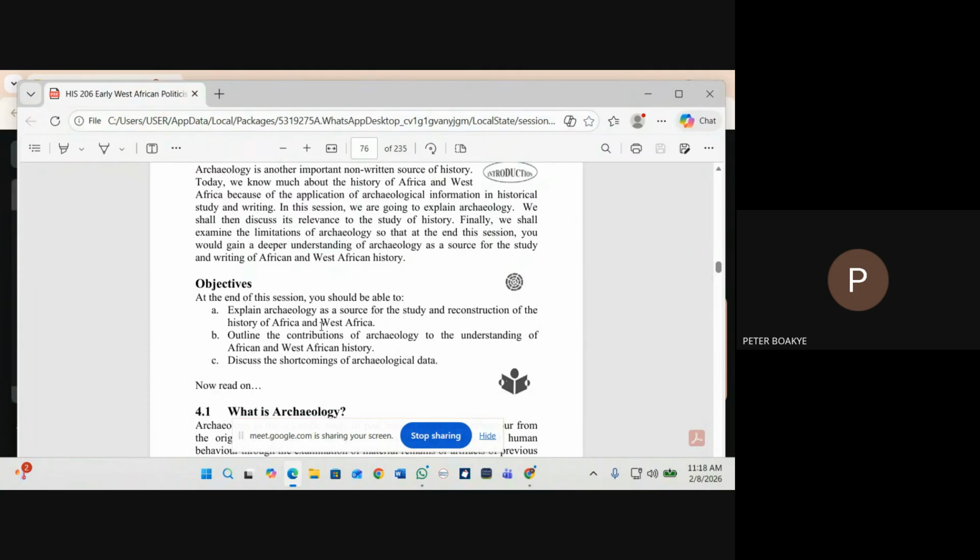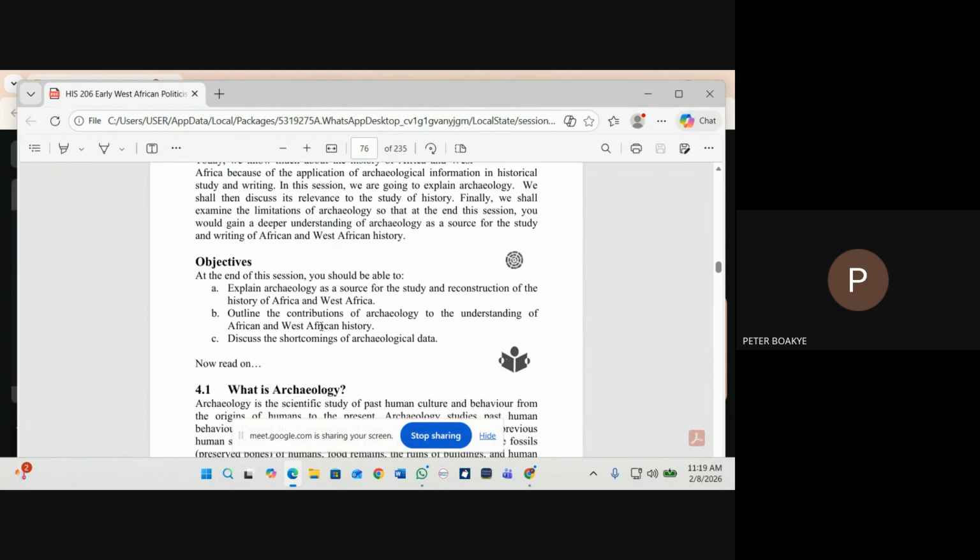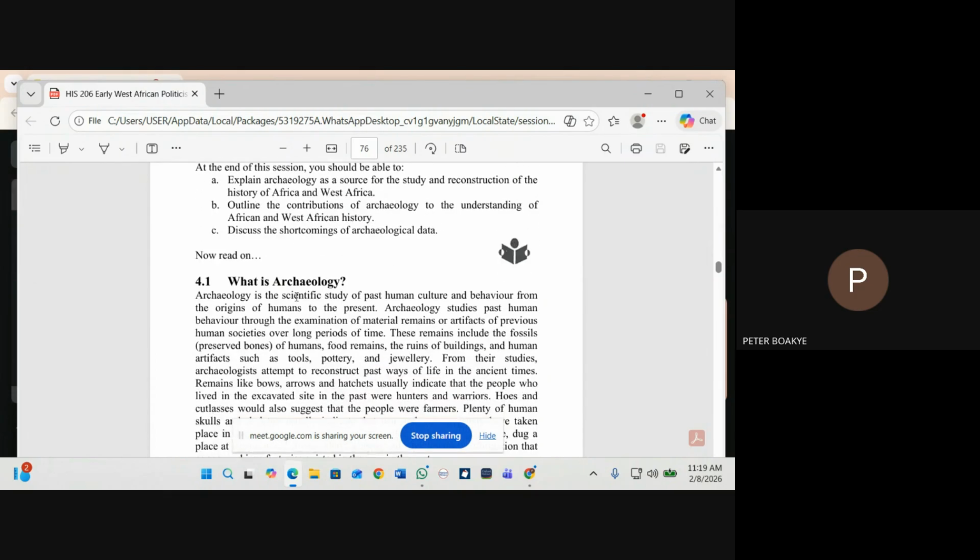So by the end of the session, we expect that you'll be able to explain archaeology as a source for the study and reconstruction of the history of Africa and West Africa. Then look at contributions archaeology has made towards the study of African history, and then see the challenges associated with the use of archaeology. What then is archaeology?